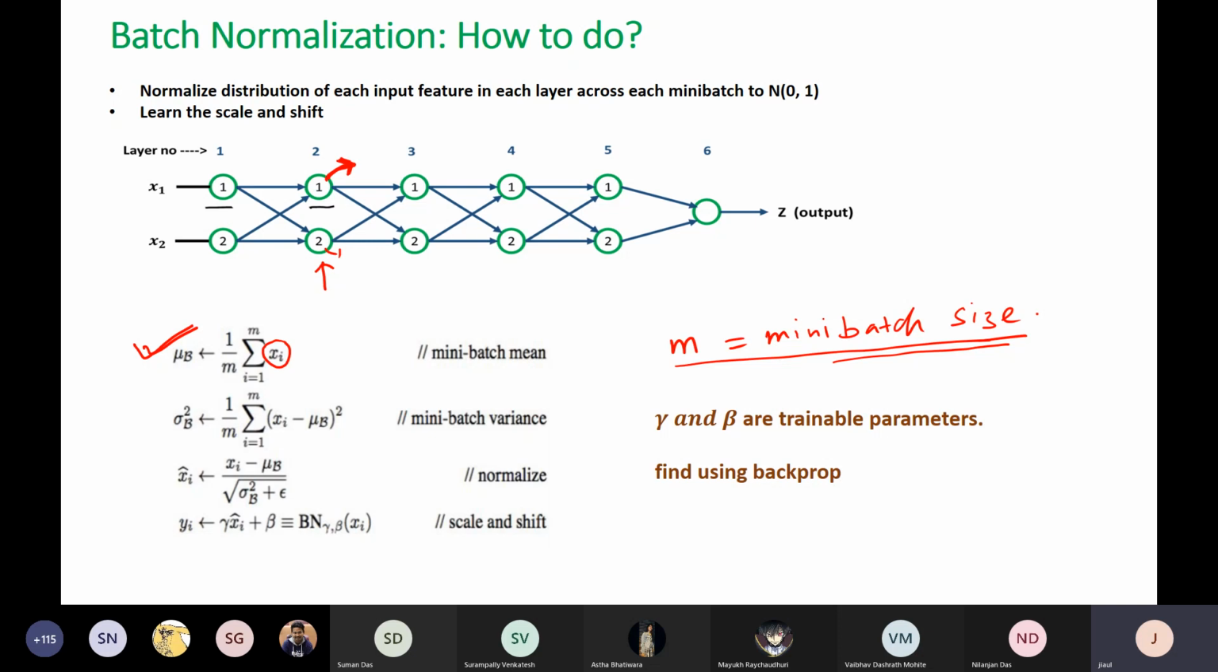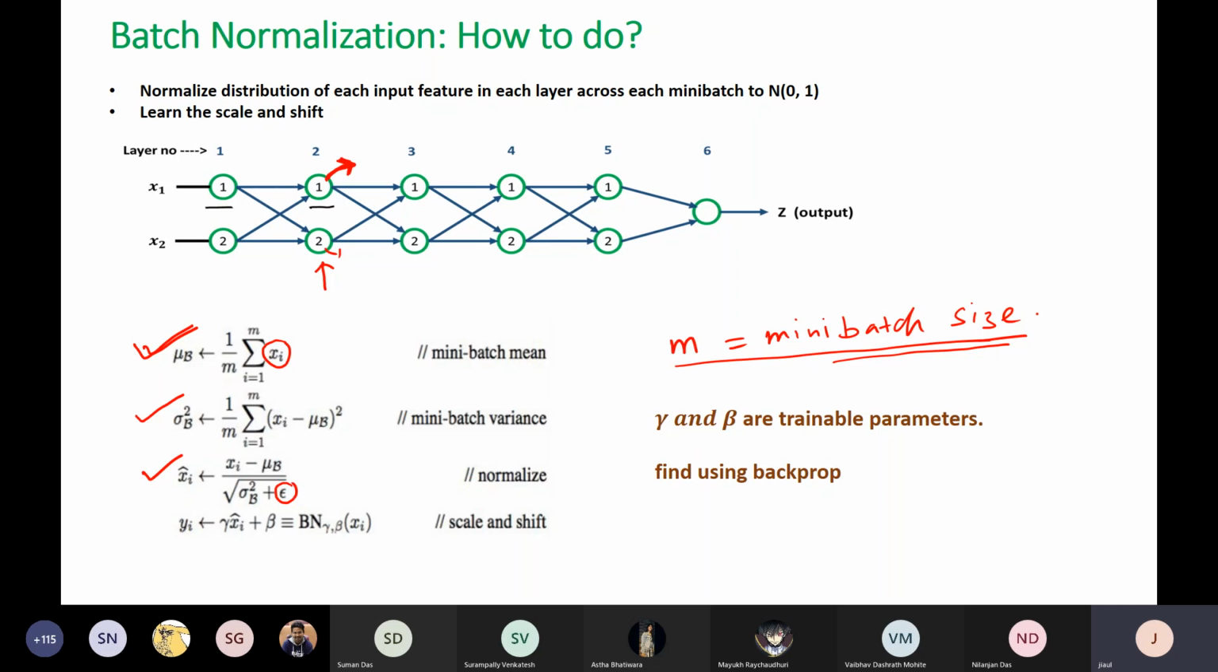Now this is the mean, because we mentioned that it has to be a normal 0-1 distribution. Then second is the variance, using the same variance formula, because you have the m values. Then third, once you have the mean and variance, you can do the normalization. And here you can see a smoothing parameter, just to avoid division by zero in case.